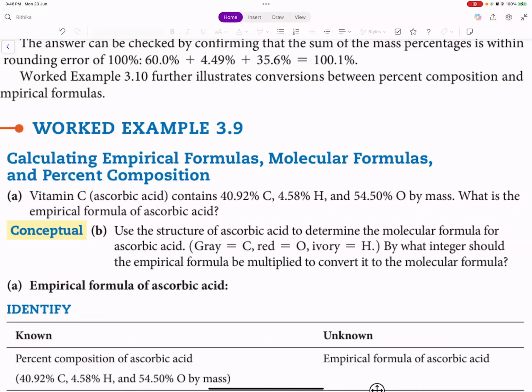Okay, yeah. So over here it will be 40.92 grams, 4.58, and so on. Don't worry, just start doing. Don't worry if you are doing it incorrectly.